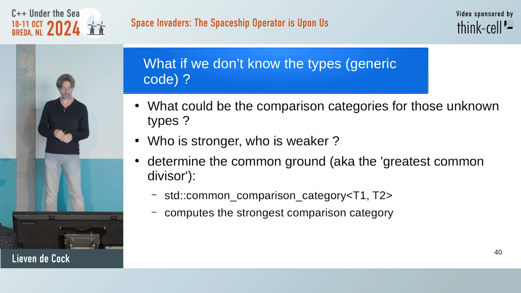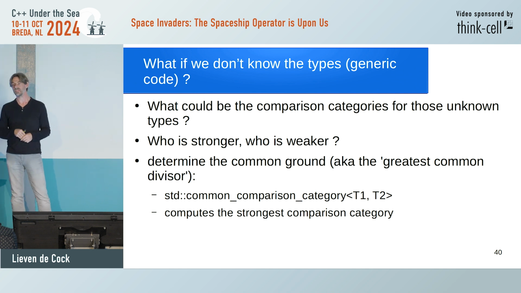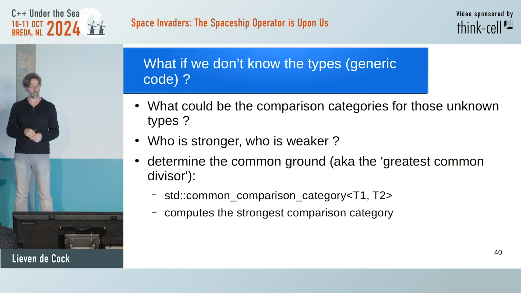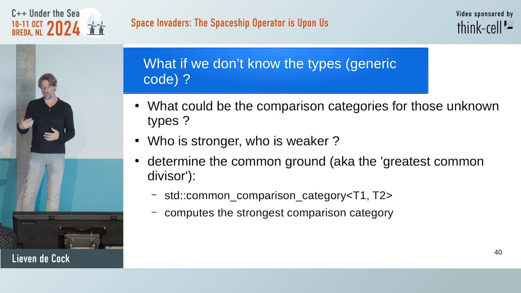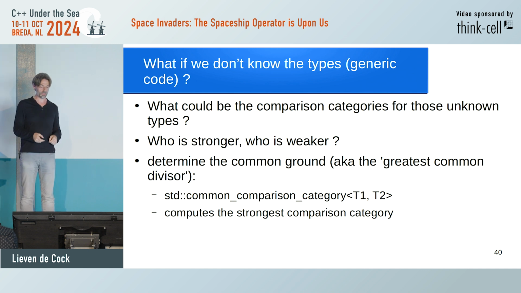This has been foreseen by the common comparison category template. It takes the T1, T2 parameters, and the compiler will deduce what is the strongest comparison category I can give of this one. Maybe it's partial, maybe it's strong, maybe it's a mix of weak and strong, which means it's weak. Compiler will deduce it.